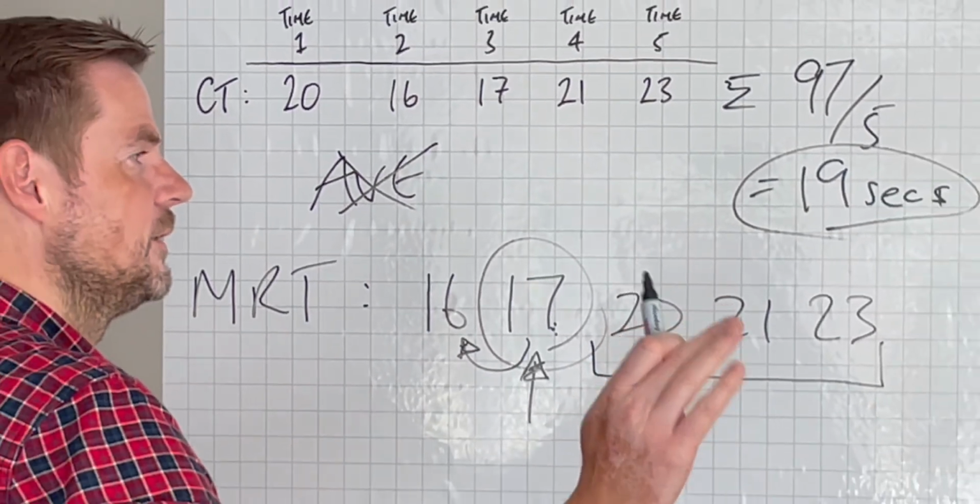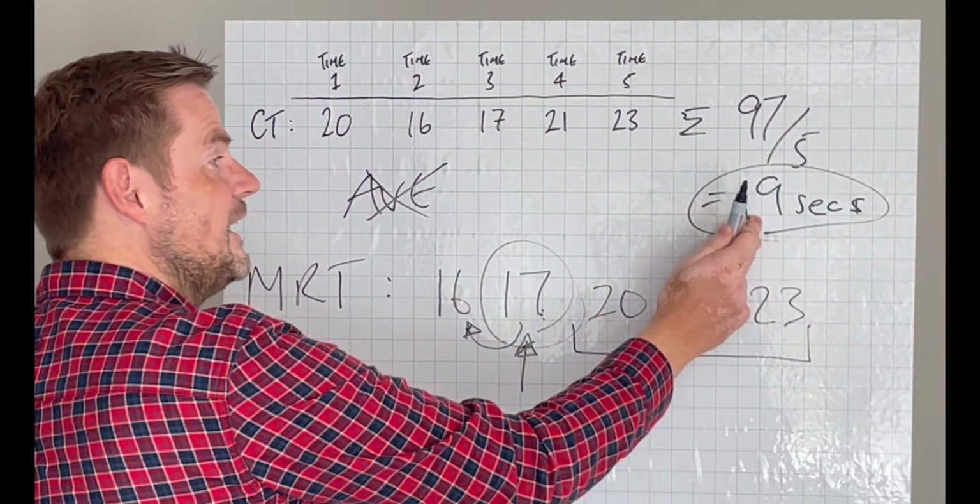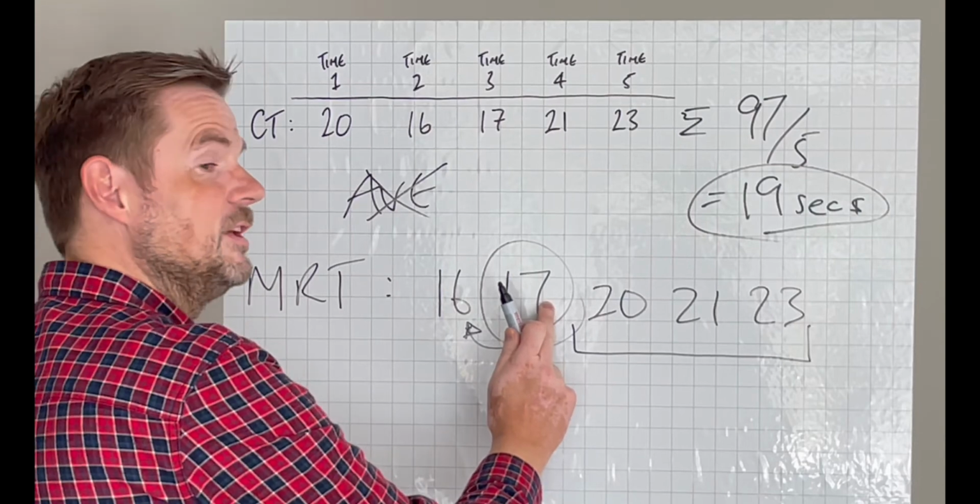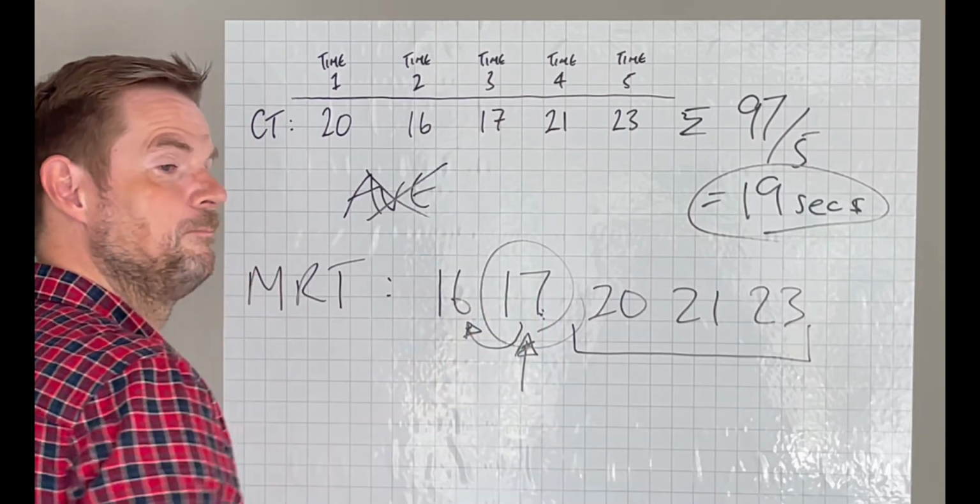But look at the difference. You go from 19 seconds if you're lazy to setting the cycle time at 17 seconds with minimum repeatable time.